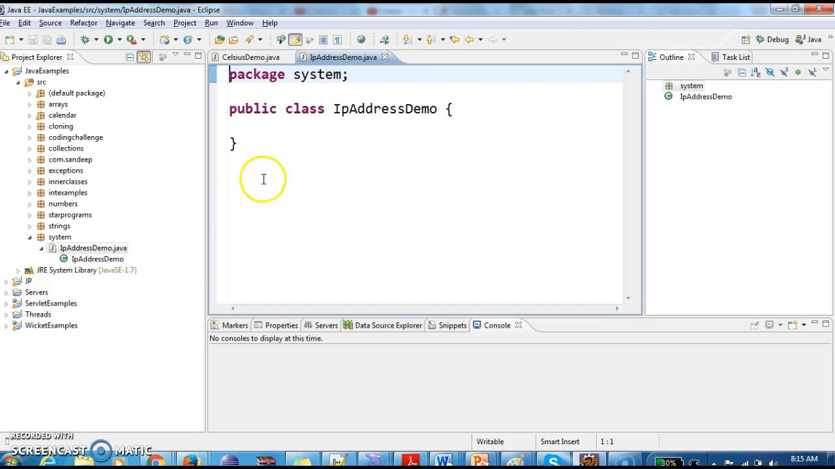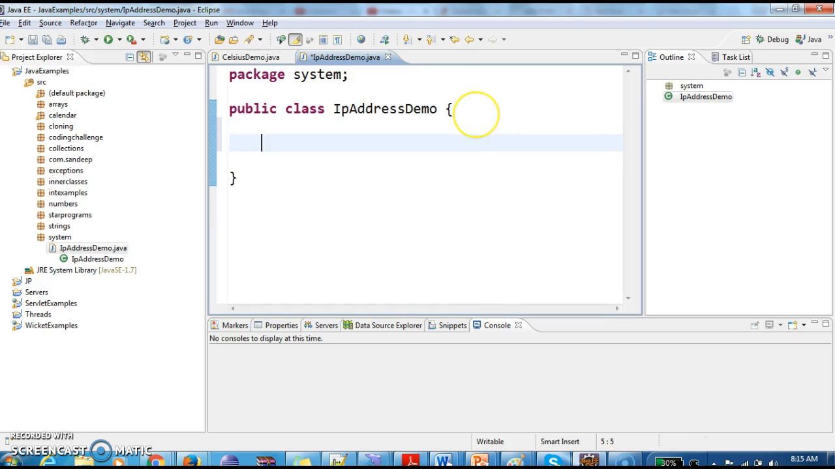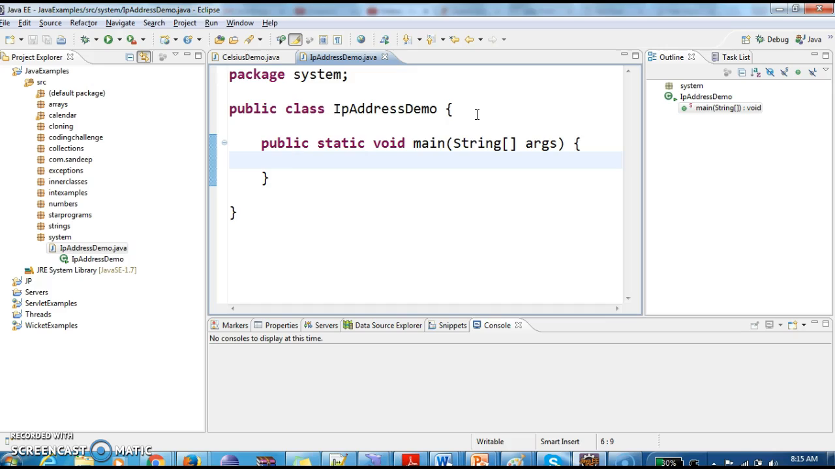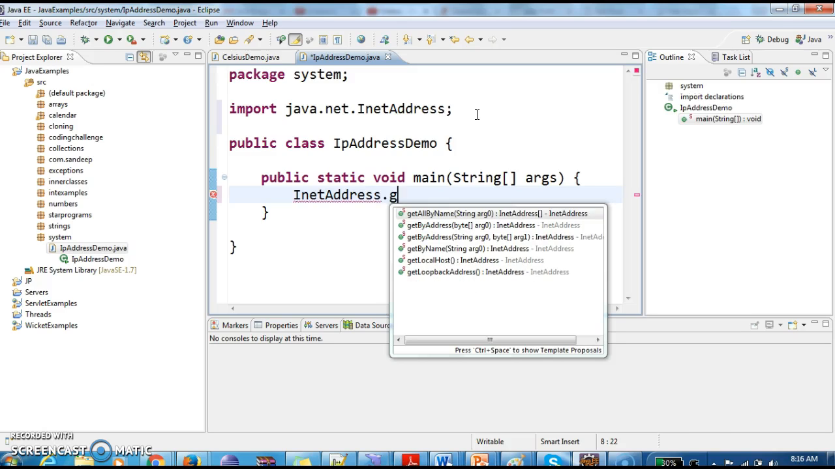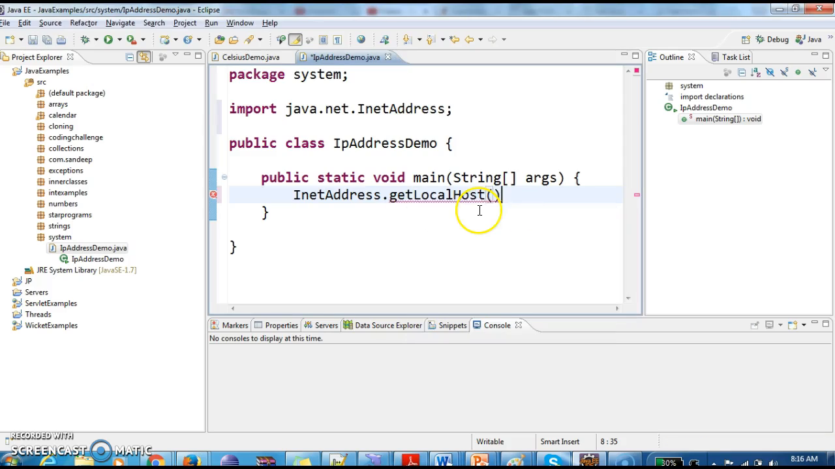So first I have created a class called IPAddressDemo. Inside this I am writing a main method. To get the IP address of the system, we have a class called InetAddress.getLocalHost. This will print the IP address of your system.